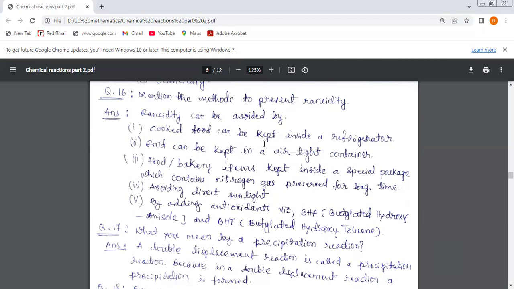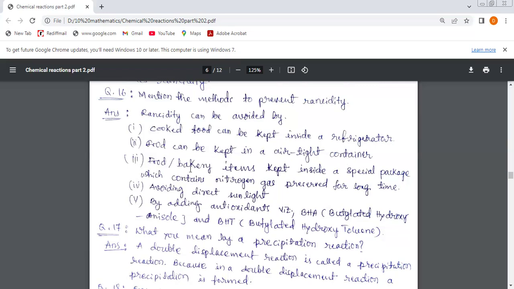Cooked food can be kept inside a refrigerator. Refrigerators are invented for that purpose. We have to keep the cooked food inside the refrigerator so that we can preserve it for a longer time. And food can be kept in an airtight container so that oxygen doesn't come in contact with the food, and hence the rancidity is avoided.